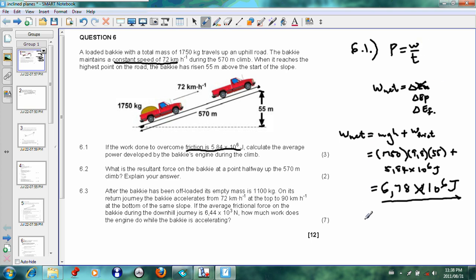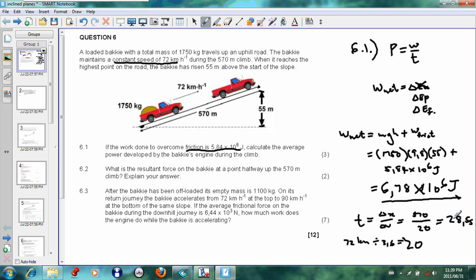Now to work out our time, time is equal to distance over speed, delta x over delta v. Our distance that it went up is 570 meters, and your speed is 72 kilometers per hour, which you must change to meters per second. So 72 kilometers per hour, you divide by 3.6. Let me work it out for you. 72 divided by 3.6 is going to give us 20 meters per second. So 570 divided by 20 will give us 28.5 seconds.